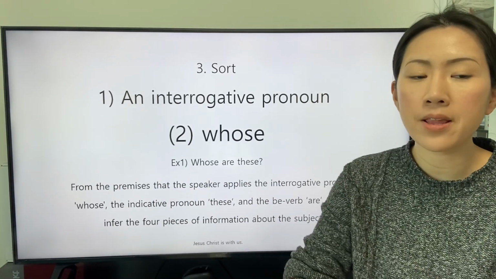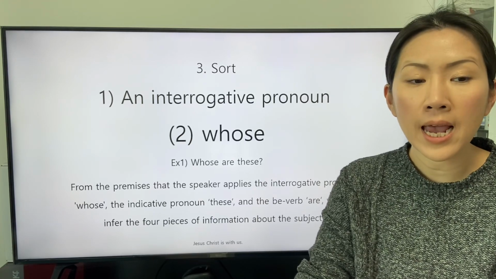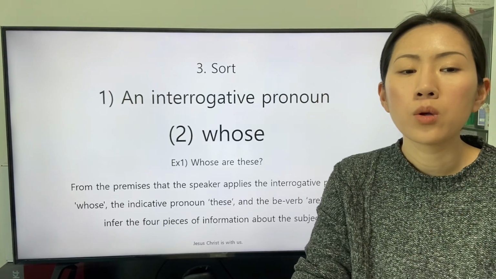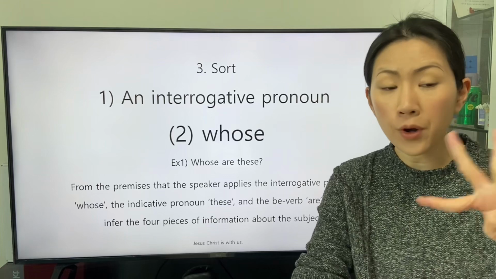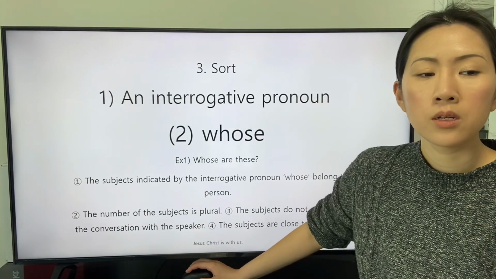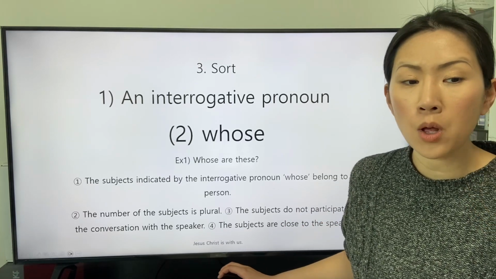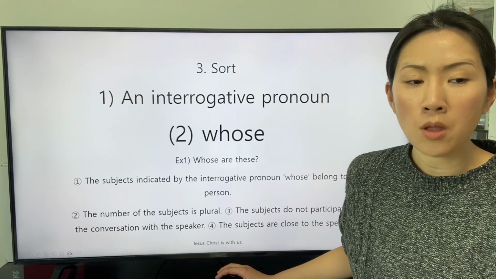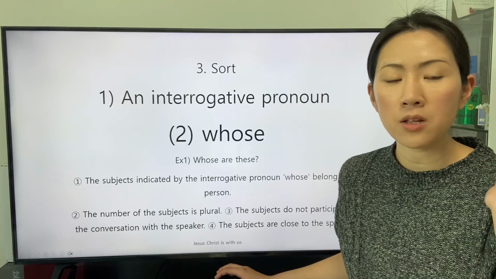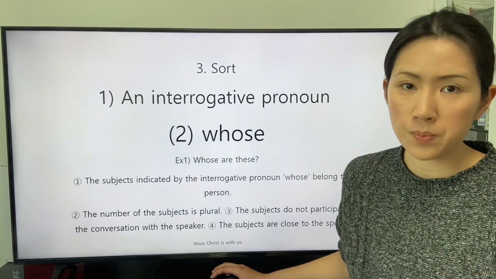From the premises that the speaker applies the interrogative pronoun whose, the indicative pronoun these, and the be verb are, we can infer the 4 pieces of information about the subject. The subject indicated by the interrogative pronoun whose belongs to a person. The number of the subject is plural. The subject does not participate in the conversation with the speaker. The subject is close to the speaker.